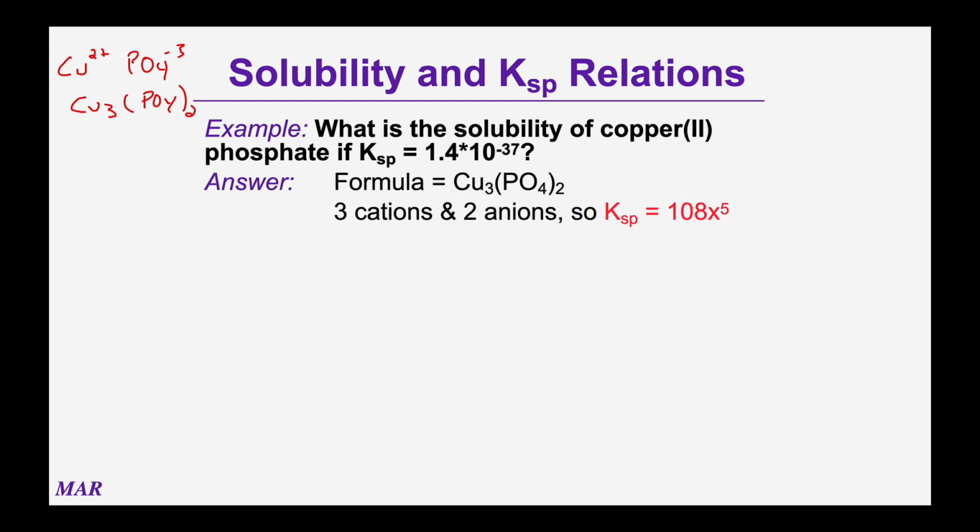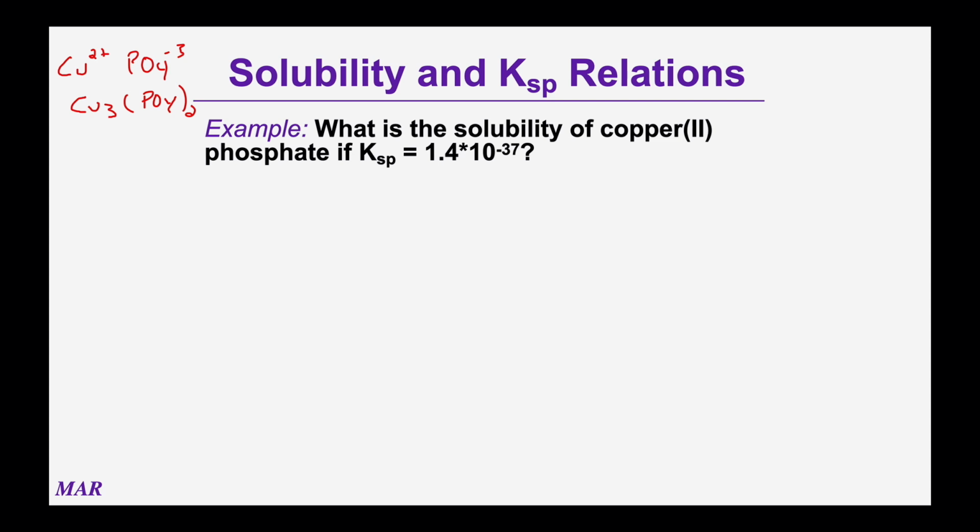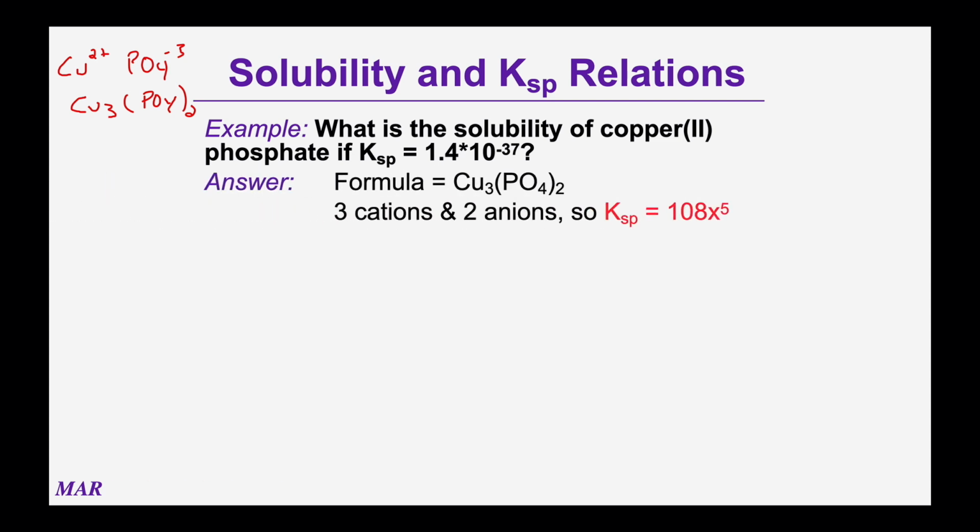Let's see if I was right. 108 times x to the fifth. Sorry about that. Because there are 3 cations, 3 copper II ions, and 2 anions, 2 phosphates, this is a 5 total ion ratio, 3 cations, 2 anions. And the relationship, if you look back to that slide, between 3 to 2 and KSP, is 108 times x to the fifth equals KSP.